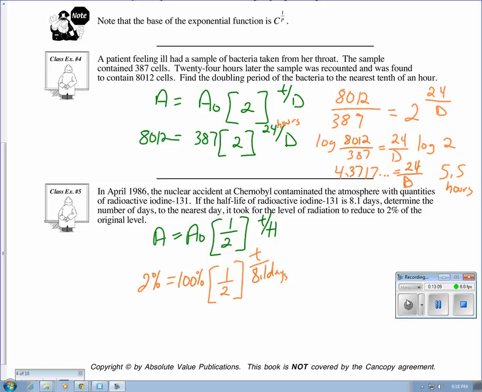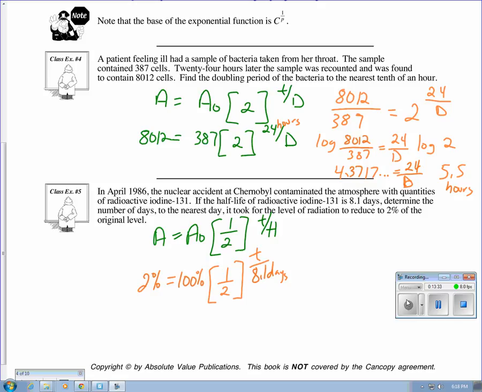I actually went log bracket 8012 divide by 387, close the bracket, divide by log 2, close the bracket, recorded by answer, and that's equal to 24 over D. And then I can solve for D to the nearest tenth of an hour by going 24 divide by 4.3717, etc. So 5.5 hours.